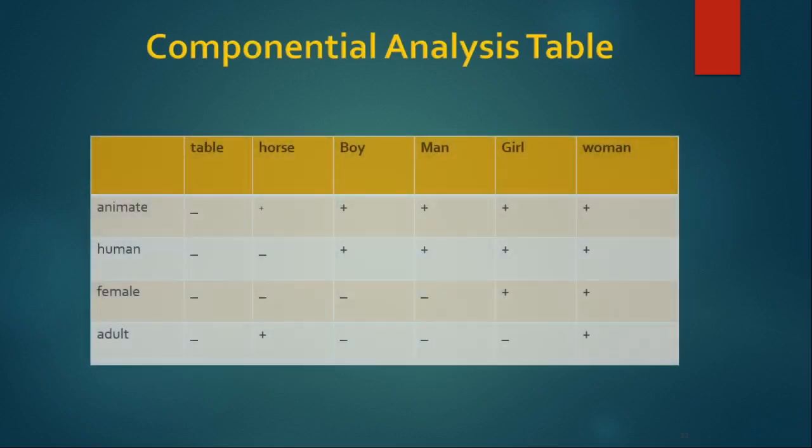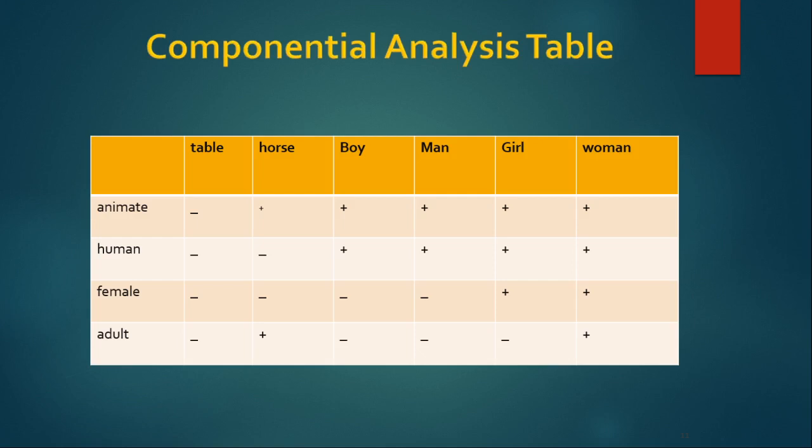Componential analysis table will show you furthermore how to analyze the meaning of different words through the componential analysis technique. Now look at this. We have table, horse, boy, man, girl, and woman. Table is minus animate, it is not living. It is minus human, it is not human. It is minus female, it has no gender. It is minus adult because it is not living. Then horse is plus living, animate. Minus human, it is not human. Minus female, we do not specify gender. And it can be plus adult.